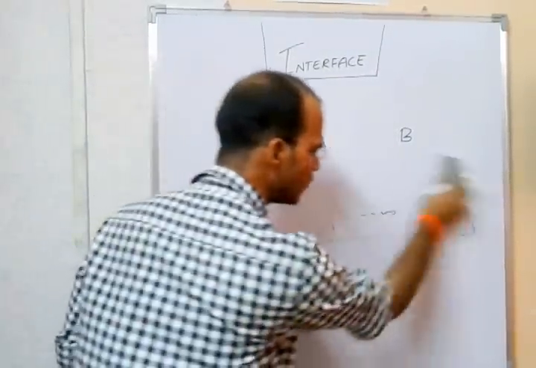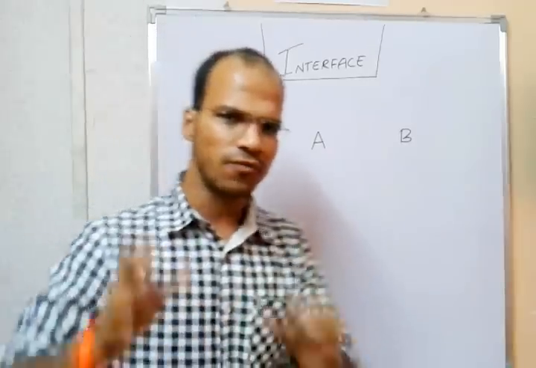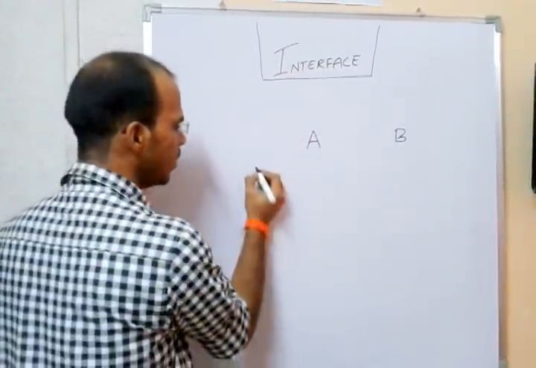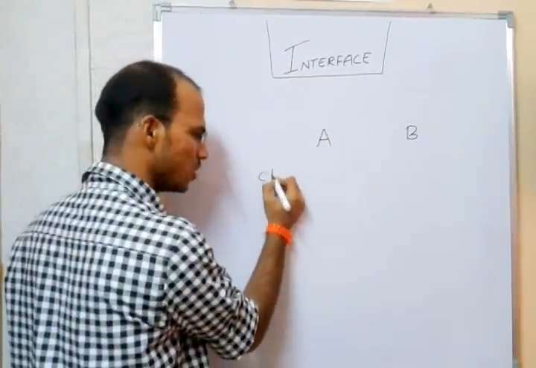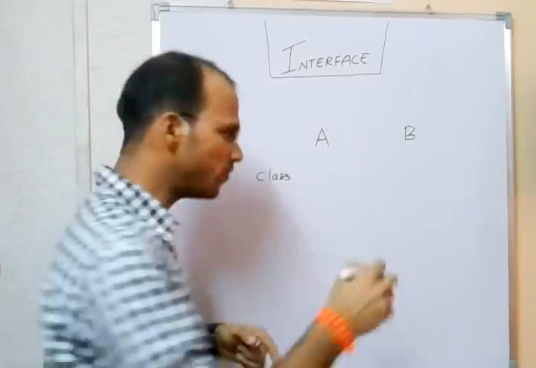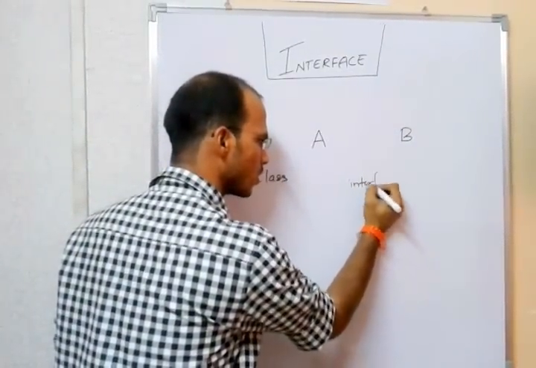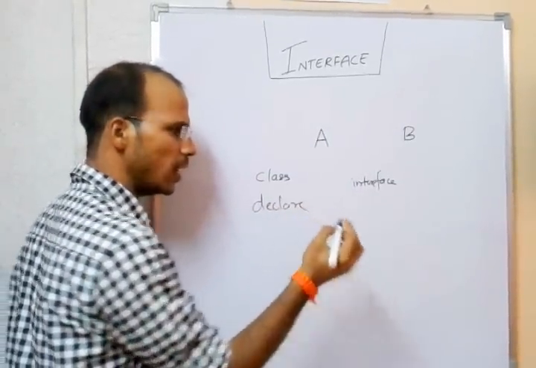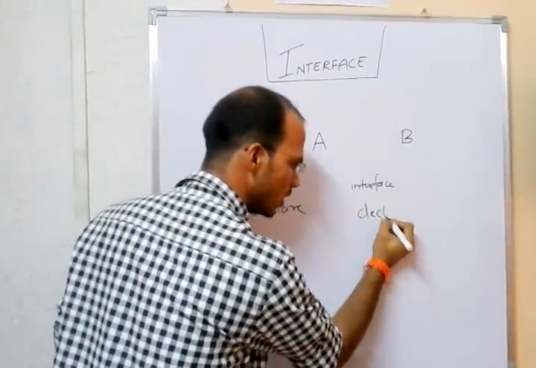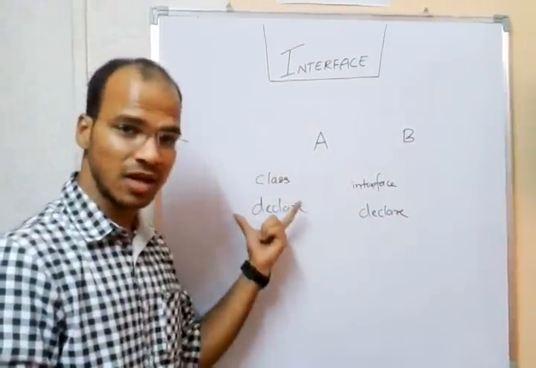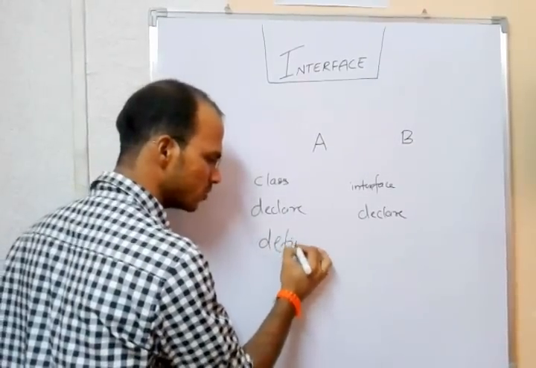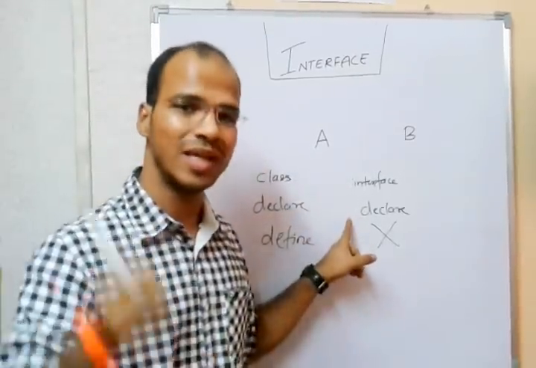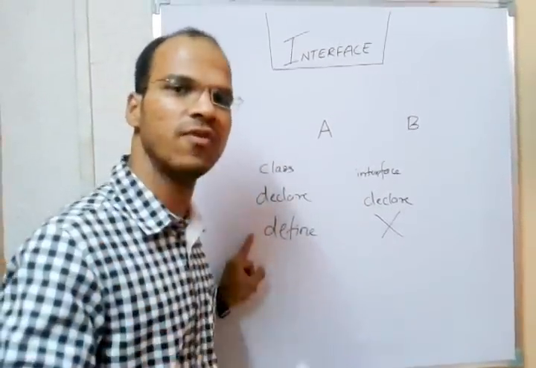Now when we talk about interfaces, the concept of an interface is almost like the concept of an abstract class. The only difference is that abstract classes are classes, and interfaces are interfaces. In an abstract class you can declare a method, and in an interface also you can declare a method. But in an abstract class you can define some methods, while in an interface you cannot define any method. That means in an interface you can only declare, while in an abstract class you can declare and define.